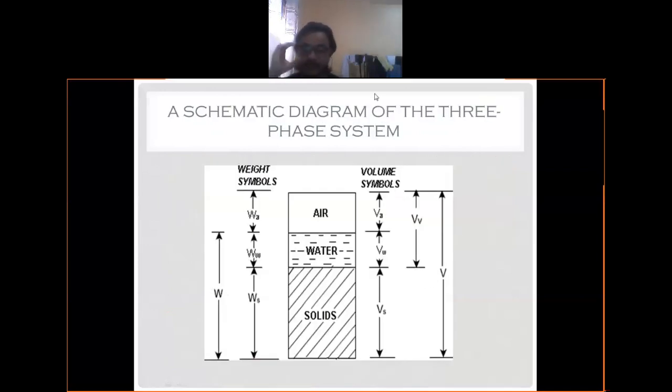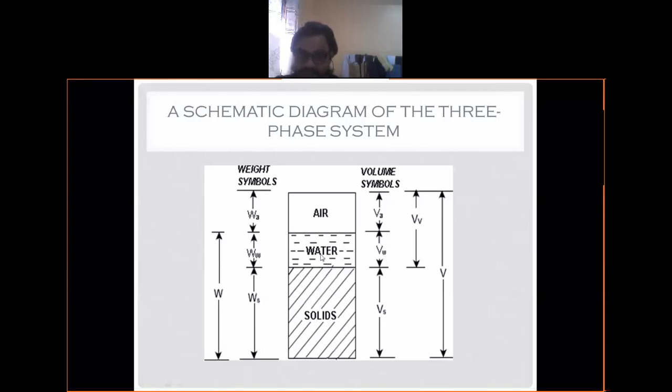Here you can see again the same schematic diagram of the three-phase system. And this is the case of what type of soil? Can you tell me? This phase diagram is representing what type of soil? Can you write in the chat box?